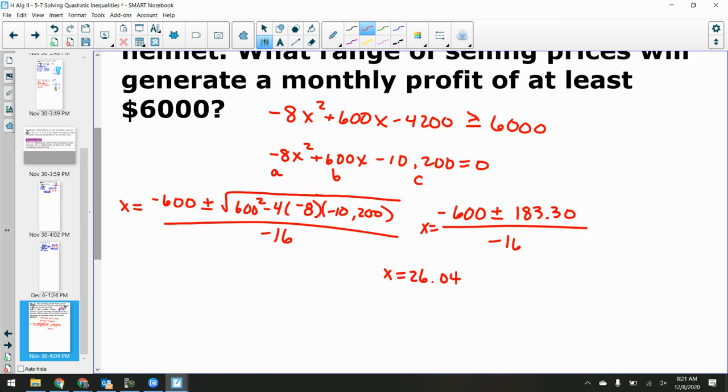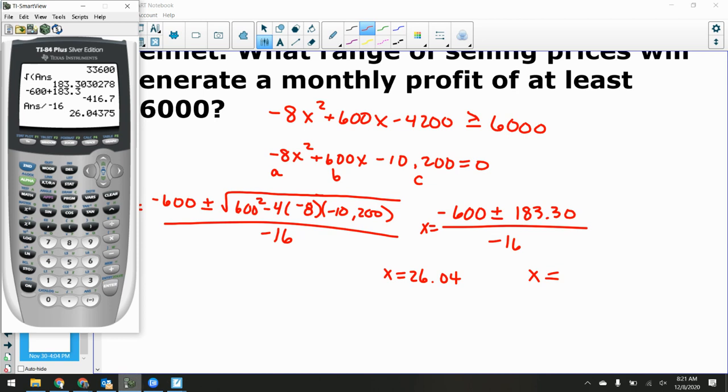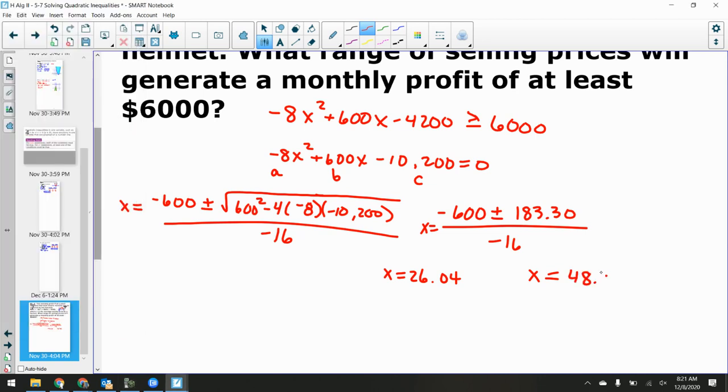And then, so I did the plus, let's do the minus. Negative 600, oops, sorry, negative 600 minus 183.3 divided by negative 16. 48.96. Okay, so those are my two values, right? I saw graphically that I'm going to want to stay in between those values, but let's take a look at the sign analysis to see what this looks like, because this is going to be one that's different from the two problems that we've already had examples of.